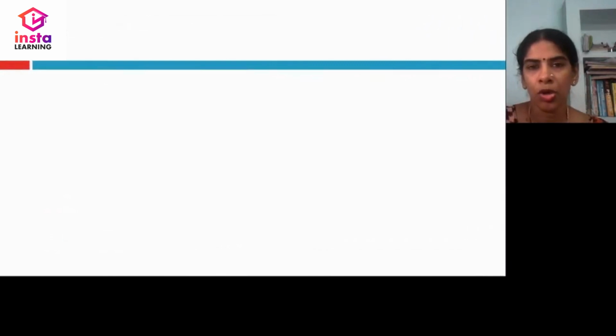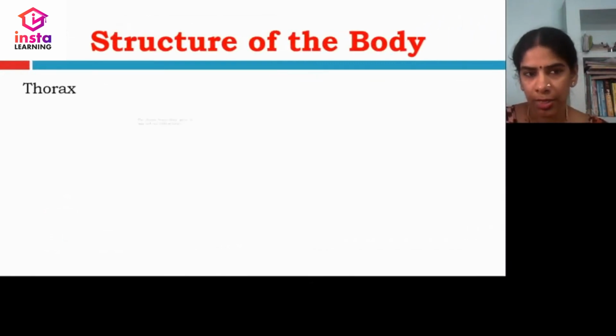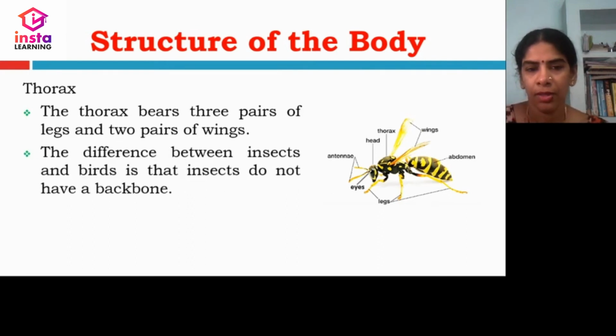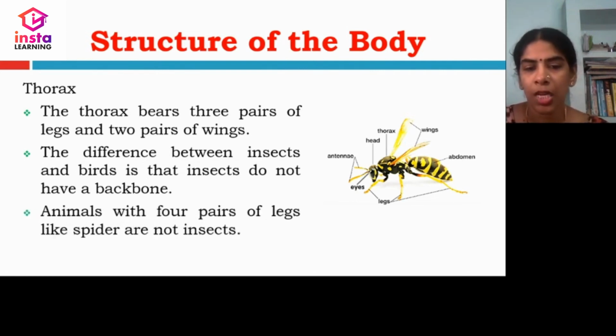The second part of the body of the insect is the thorax. It bears three pairs. Now concentrate on the figure for the thorax alone. The figure shows that the thorax has wings, that is two pairs of wings, and three pairs of legs. The difference between insects and birds is that insects do not have a backbone. Animals with four pairs of legs, like spiders, are not insects.